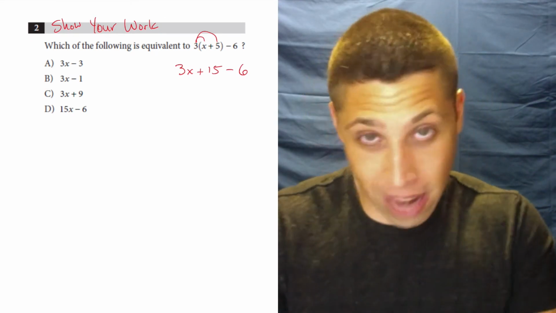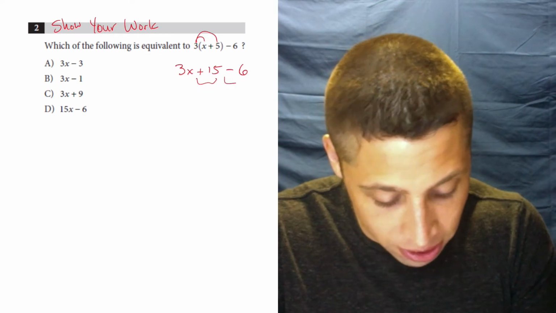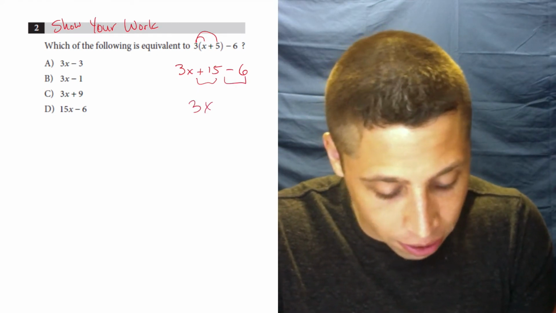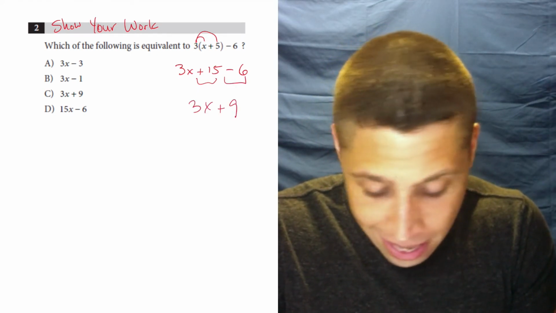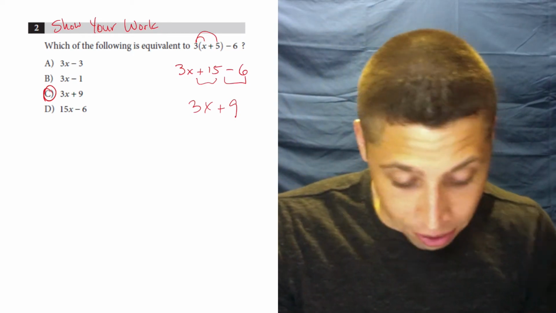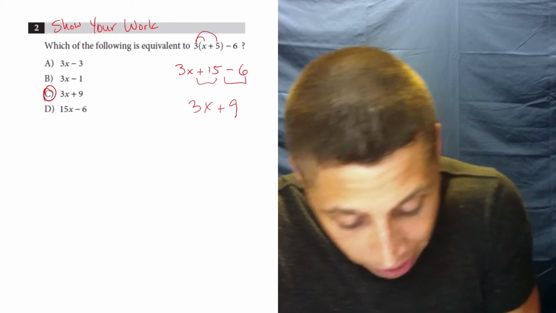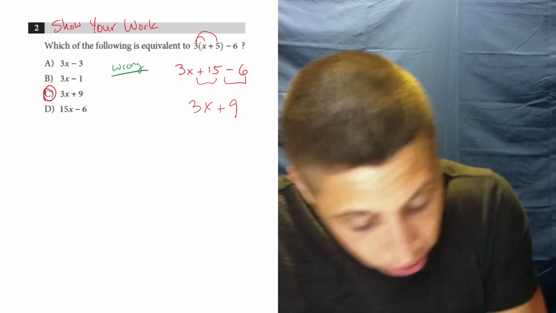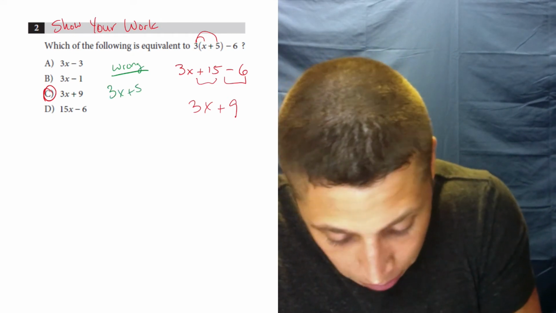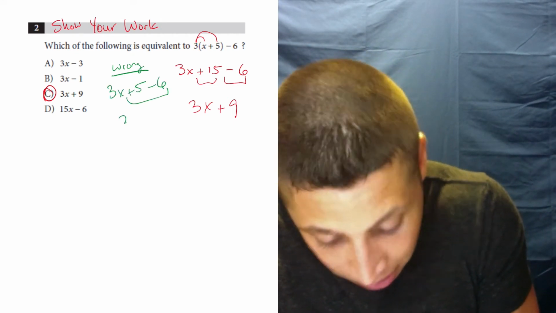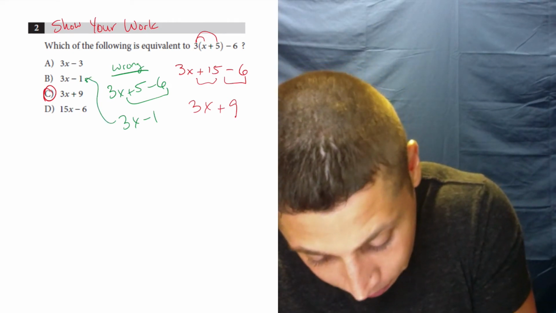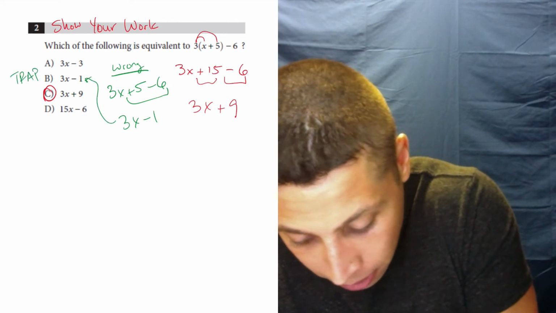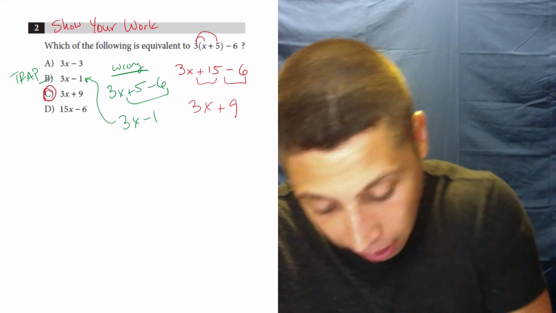So let's now just finish it up. Means we're going to add the 15 and the negative 6 and get 3x plus 9. That is the answer. Just to show you, let's say I forgot to distribute it. We'd have 3x plus 5 minus 6, which is 3x minus 1. There's my trap. There's my "I made a mistake" kind of thing.